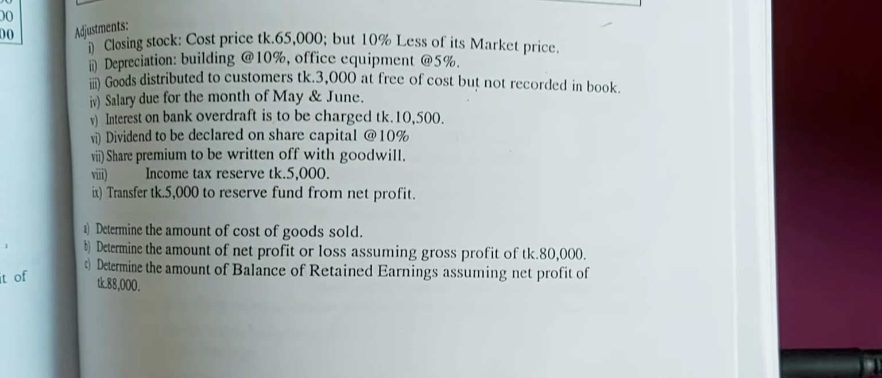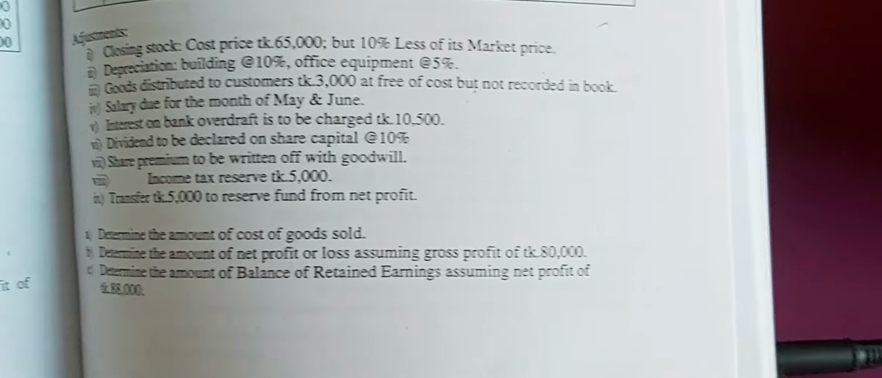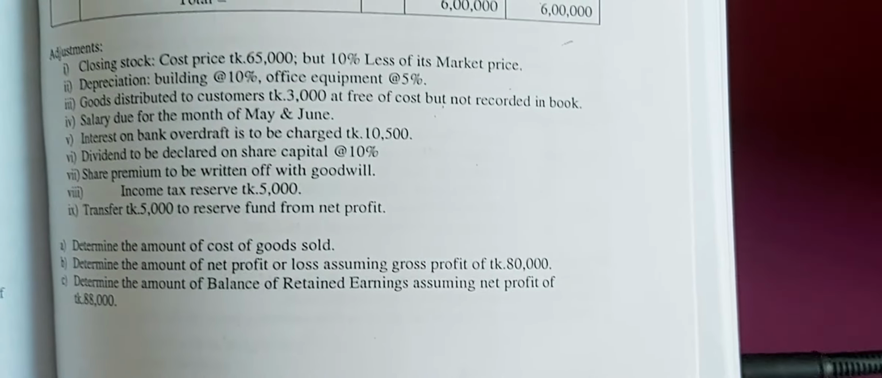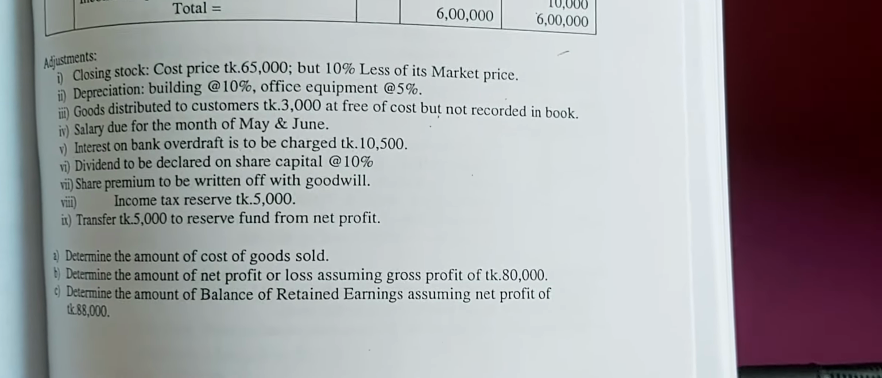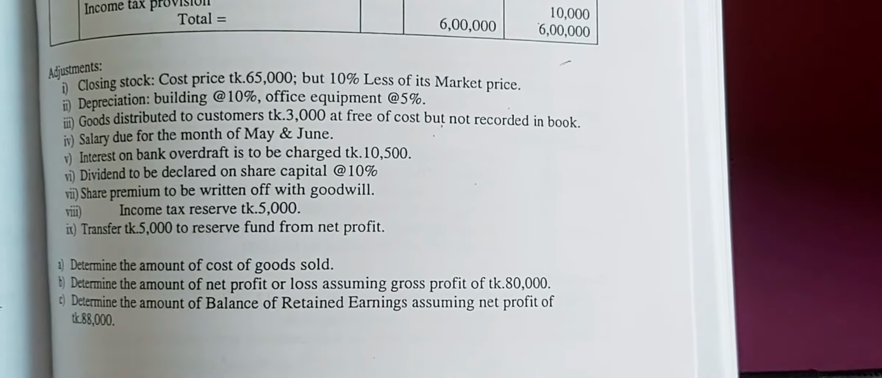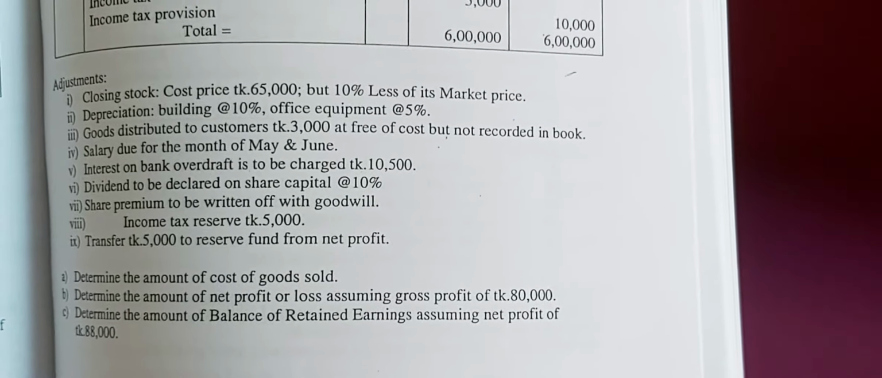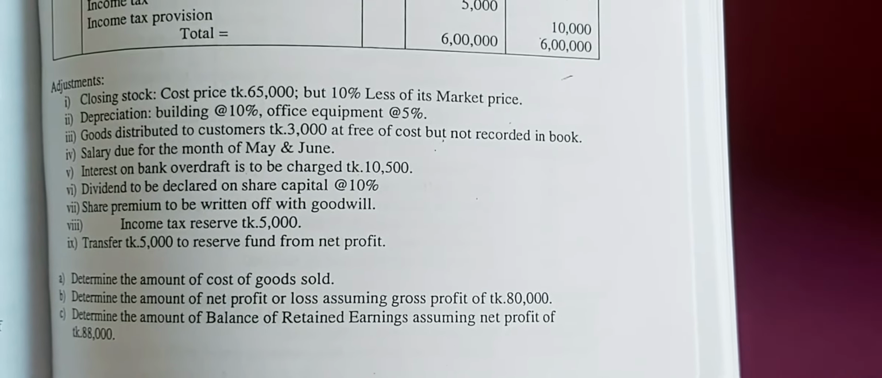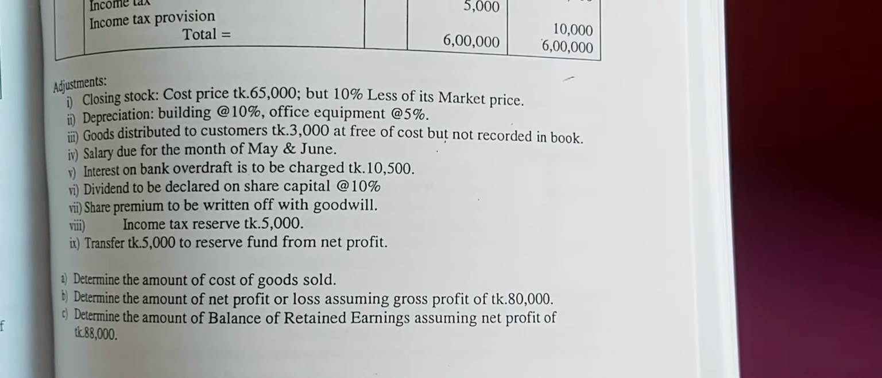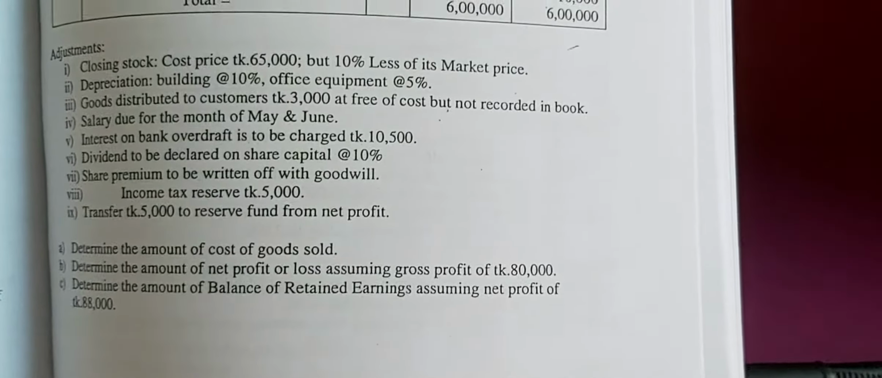Number A, determine the amount of cost of goods sold. I think you know the better solution of cost of goods sold from SSC level. Second one, determine the amount of net profit or loss assuming gross profit of Taka 80,000. That is the income statement. Third one, determine the amount of balance of retained earnings assuming current year net profit of Taka 88,000. It is the new statement for you.